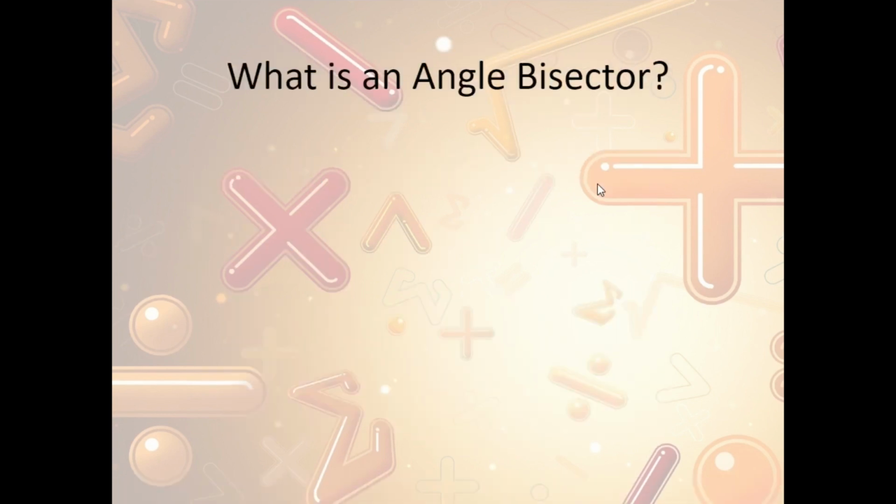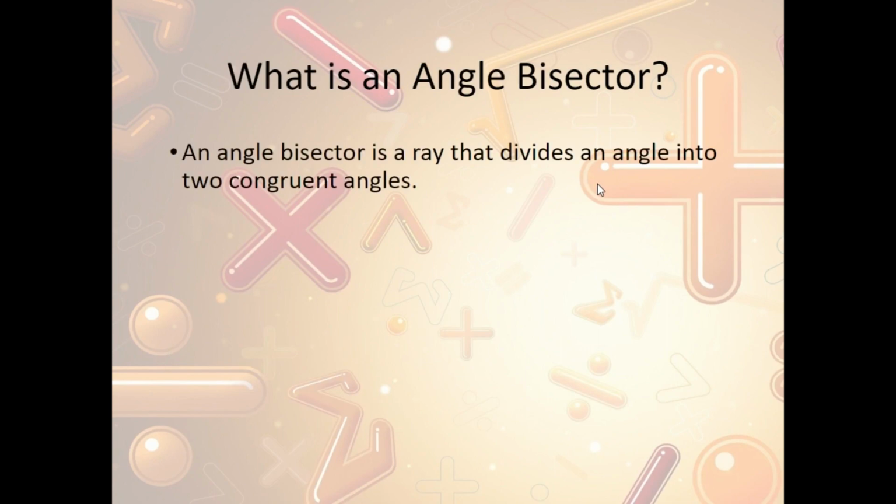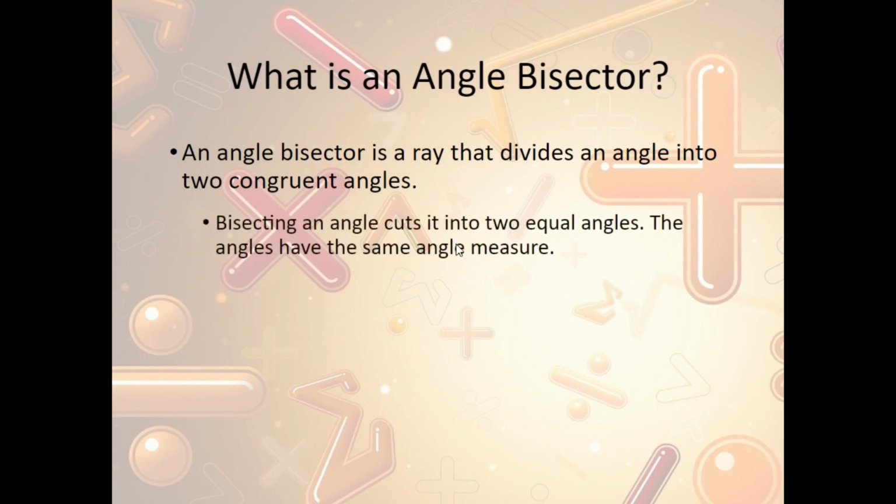Now, what is an angle bisector? An angle bisector is a ray that divides an angle into two congruent angles. So it's basically going to take an angle and cut it in half. So bisecting an angle cuts it into two equal angles. The angles should have the exact same angle measure. For instance, we have our angle here in blue. If we were to cut it in half, it would look like this. And now this angle and this angle would be the same.